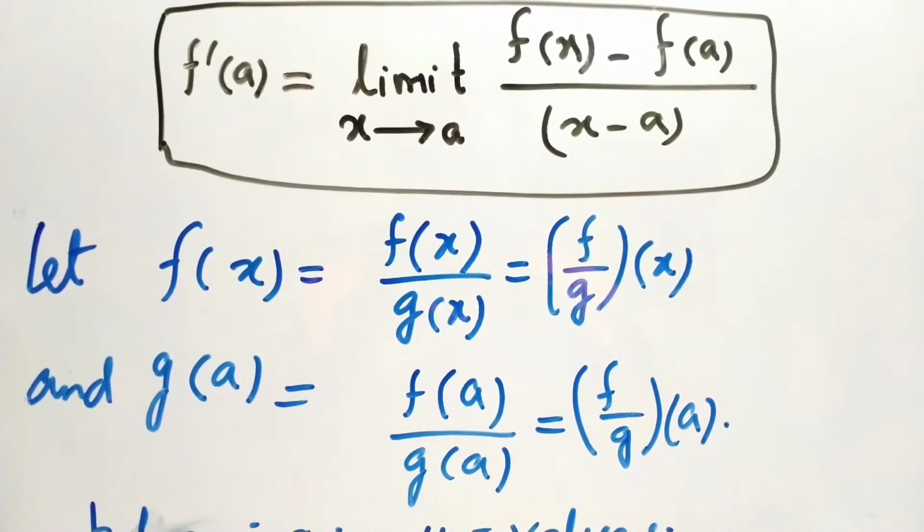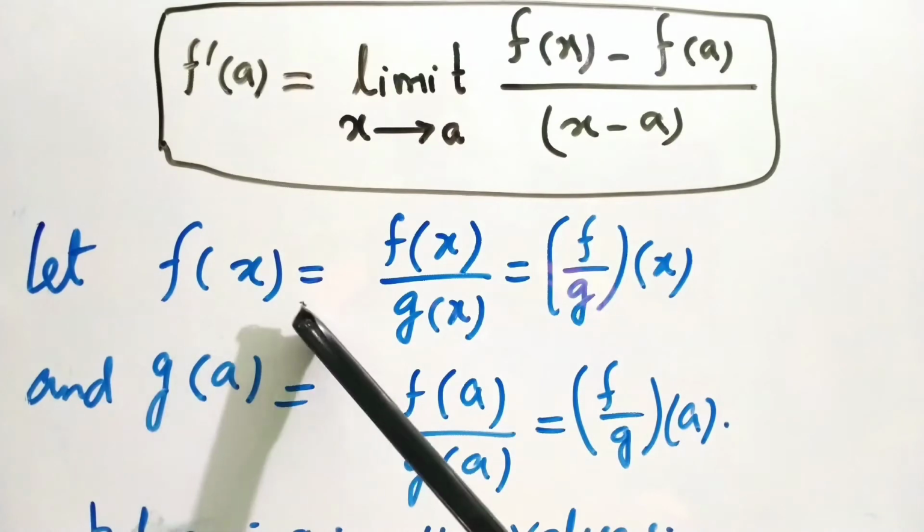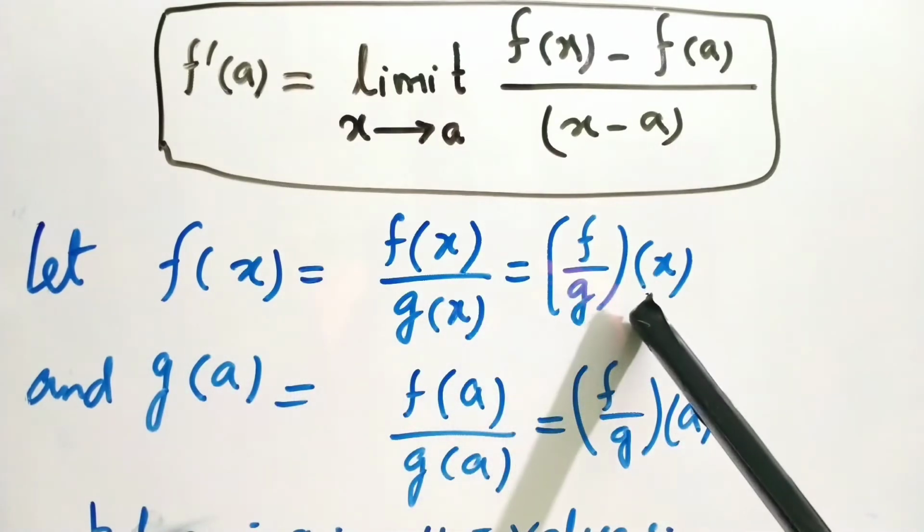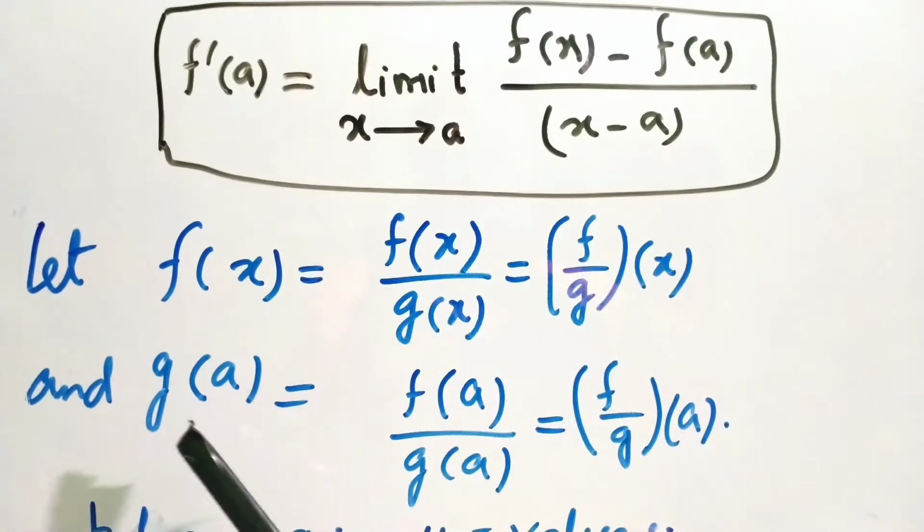Let the function at x be f of x divided by g of x, that is f over g of x, and at a it is f of a divided by g of a, simply f over g of a. So we are plugging in f over g of x instead of f of x, and f over g of a instead of f of a.